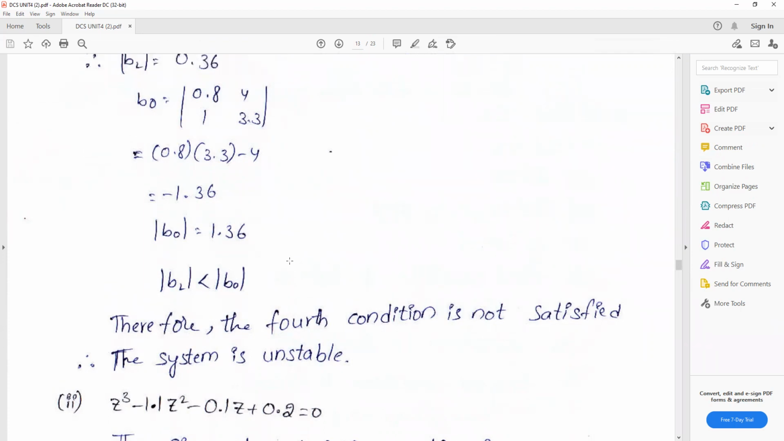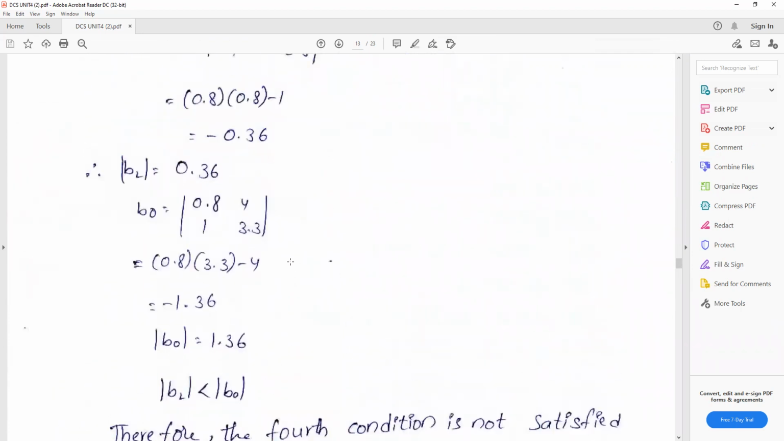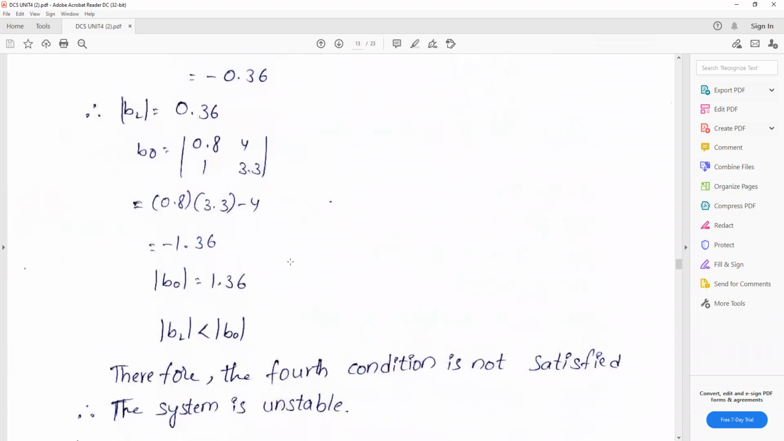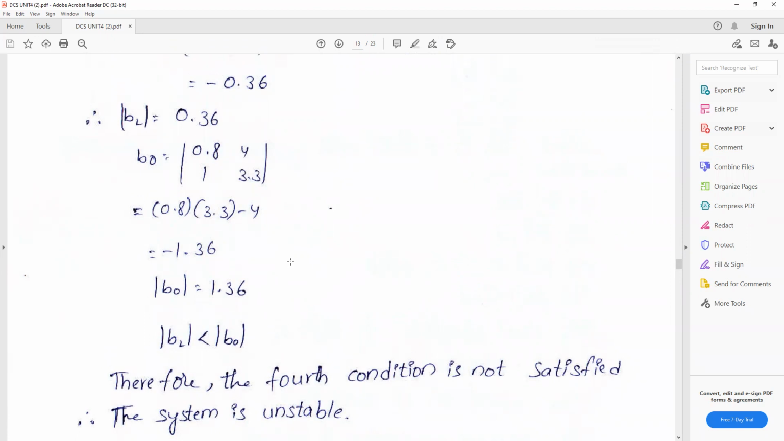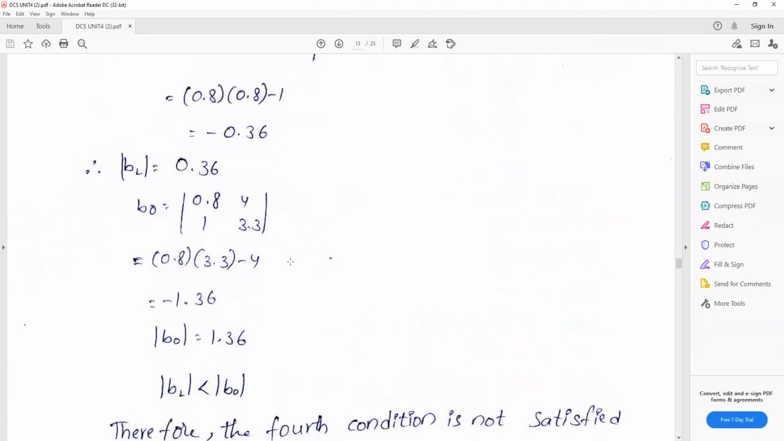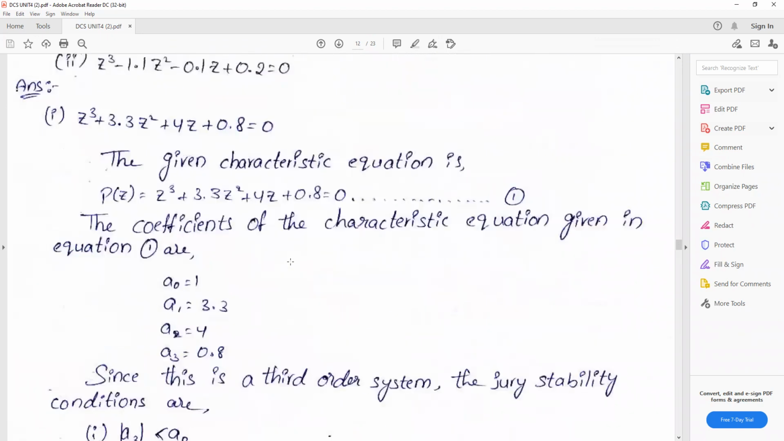The B2 value is 0.36 and the B naught value is 1.36. So B naught is the highest. For the fourth condition, we need B2 to be greater than B naught.